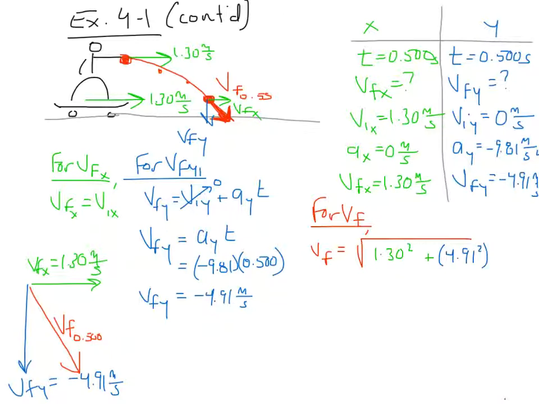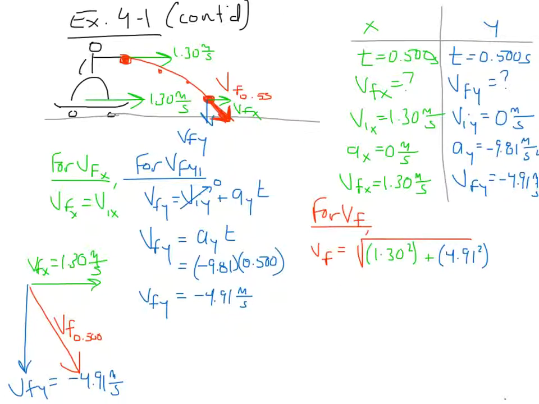4.91 squared. I should put brackets around the first one as well. Now again, why did I not put negative 4.91? Well, we just want to get the magnitude. What we're really solving for here is the magnitude of this red vector, the red velocity vector that the ball has at 0.5 seconds. All right, let's find out what that final velocity is.